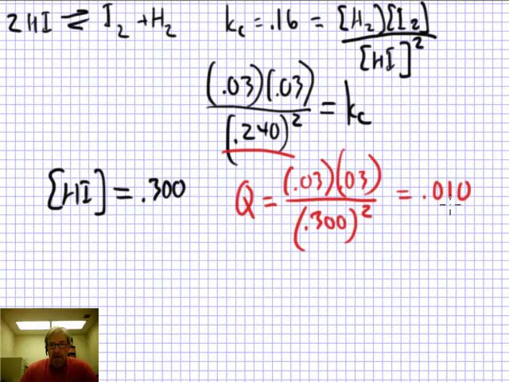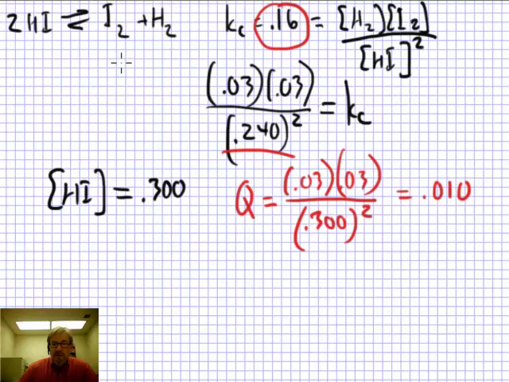Now this system is only at equilibrium if Kc is Q, if Q works out to 0.16. Obviously, this number is too small. So what could you do to make a number larger? Well, one way you could make a number larger is make the numerator bigger. Another way you could make a number larger is to make the denominator smaller.